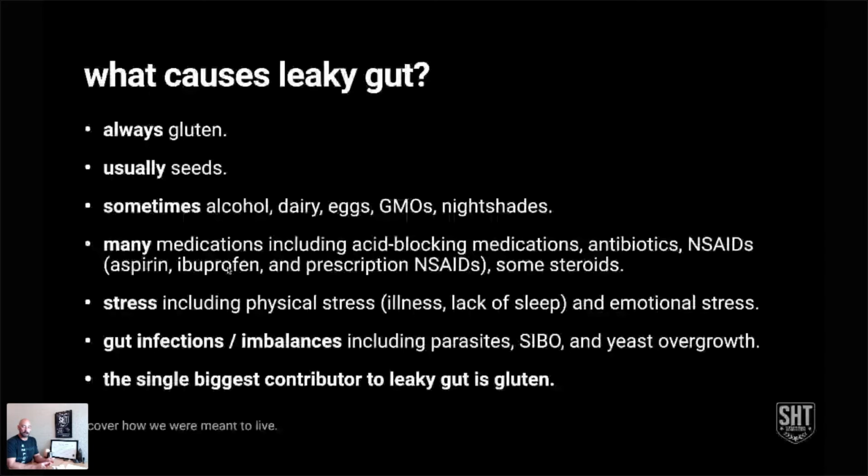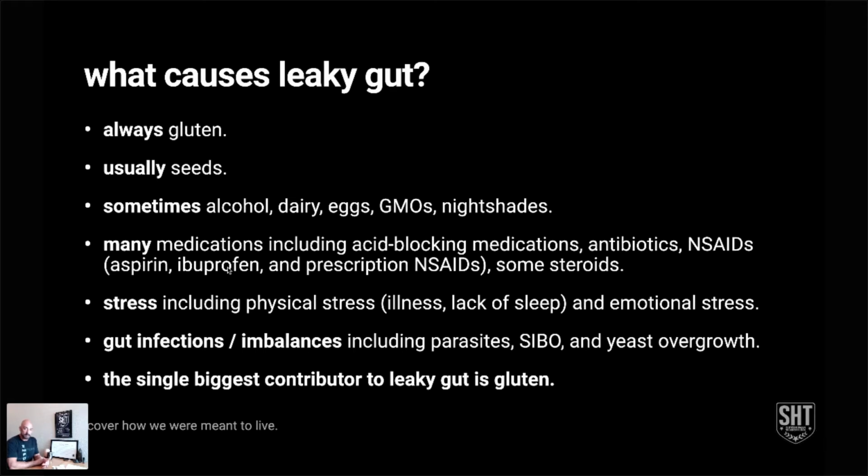Sometimes alcohol, dairy, eggs, GMOs, nightshades, depending on your susceptibility to these things, and many medications, including most of the acid blocking medications. Think about what acid blocking does: it reduces our acidic level inside the upper GI, and we want a really strong acidic level in the upper GI. Antibiotics, NSAIDs, anything that disrupts the body's natural inflammatory processes also contribute to leaky gut. Now, if once a year I have a massive headache and take some Advil, I don't see that being a problem. But if I'm taking some of these things on a regular basis, it's definitely contributing to leaky gut.